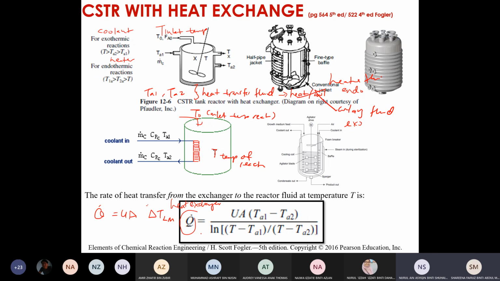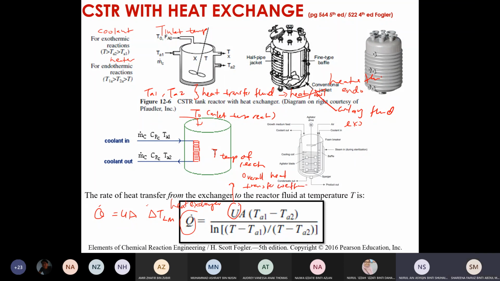Okay, so what is U? U is the overall heat transfer coefficient. So U ni adalah overall heat transfer coefficient.